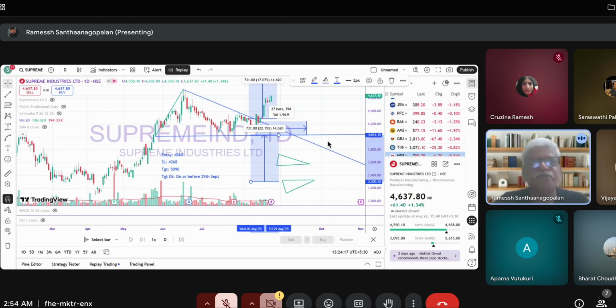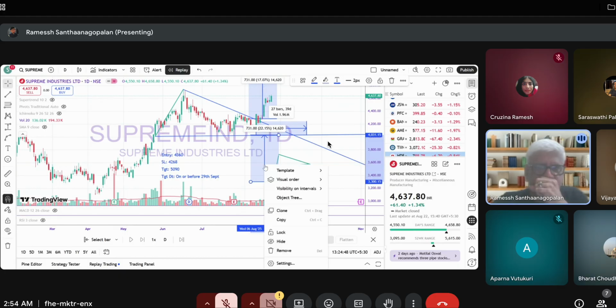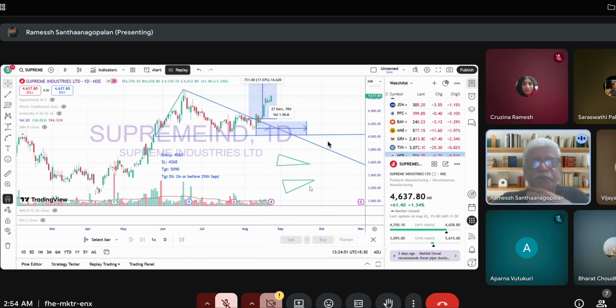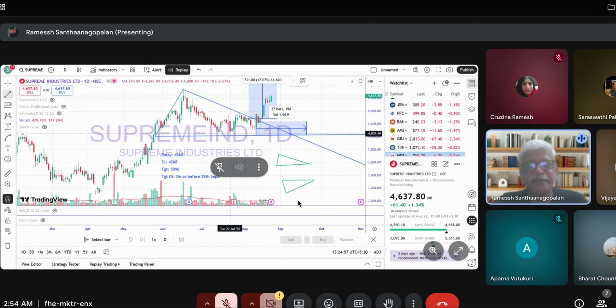In this kind of pattern, if you find a triangle like this, where the top line is straight and the bottom line goes from low to high, and the stock moves within this triangle, if it breaks out, there are more possibilities that the stock is going to move up only. Going down is very less. Moving up is very high.